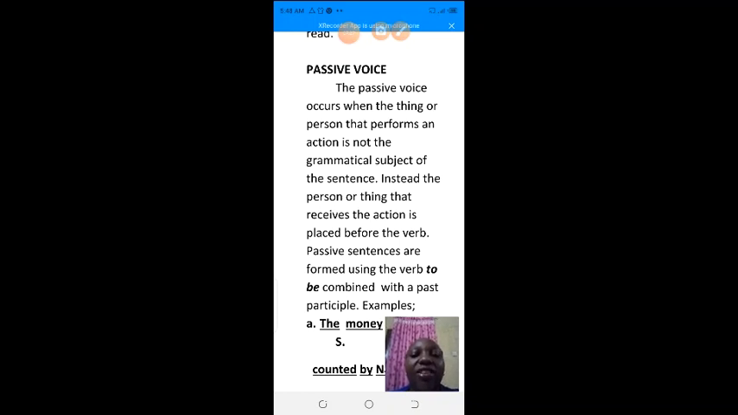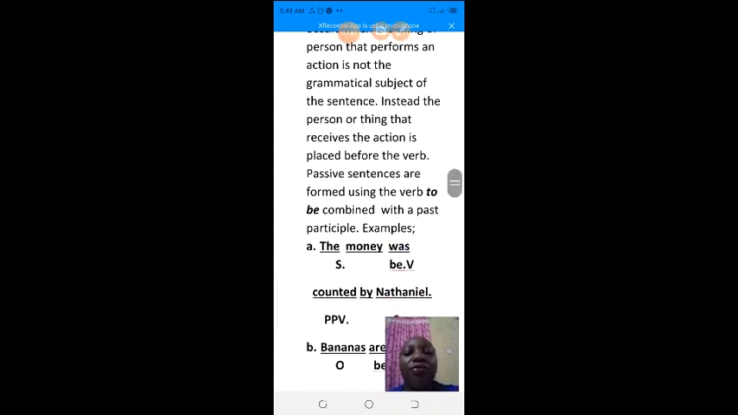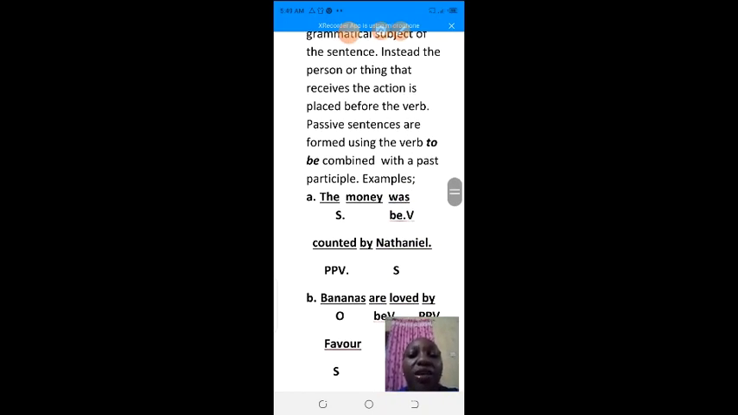The person or the thing that receives the action is placed before the verb. The object comes before the verb, and then the subject comes last. When you see a sentence where the object comes first, and then the verb follows, and then the subject comes last, that sentence is in the passive form. Passive sentences are formed using the verb to be combined with a past participle.